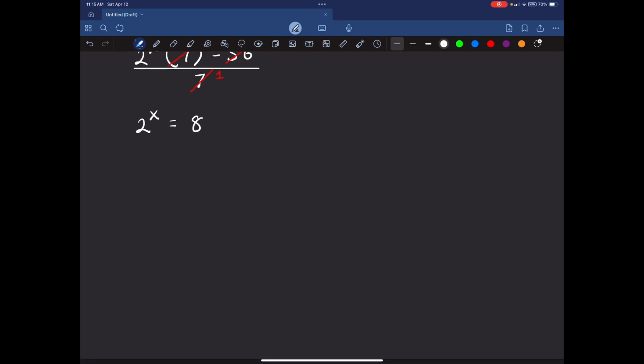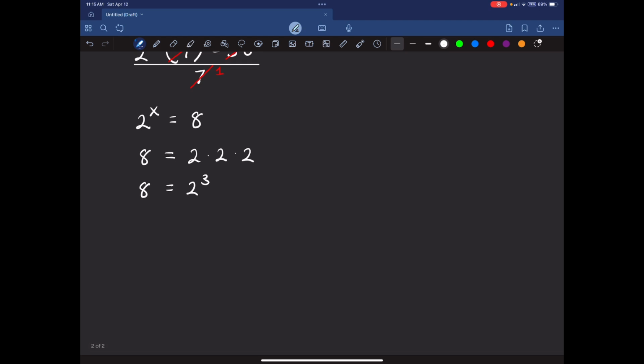So 8 can be written as a product of 2's, right? 2 times 2, that's 4. 4 times 2 is 8. So we can write 8 as 2 times 2 times 2, which can also be written as 2 to the power of 3. And that means that we can replace 8 on the right-hand side of this equation with 2 to the power of 3. So let's do that. 2 to the power of x is equal to 2 to the power of 3.